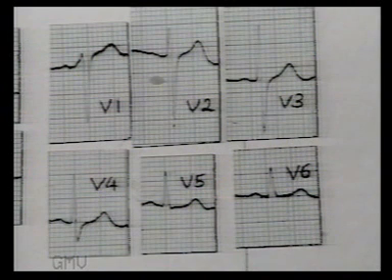Here SV1 plus RV6 measures only 18 mm, which is less than 35 mm. If the pattern is changed, that is, if R wave is prominent in V1, then look for criteria of right ventricular hypertrophy or right bundle branch block.